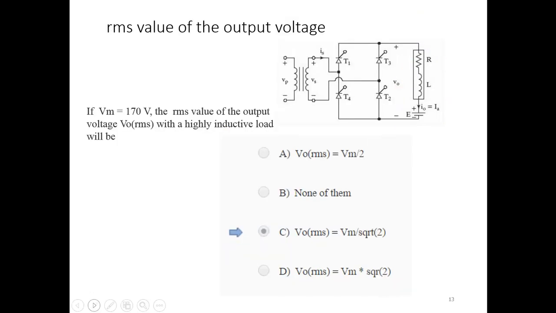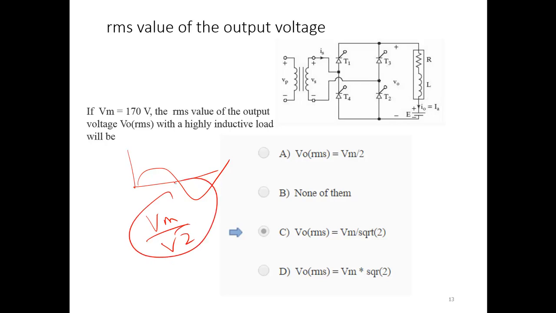The RMS value of the output voltage with a highly inductive load is Vm by square root of 2, if this is the waveform. That's what it is. The RMS value of the sine wave is Vm by square root of 2.